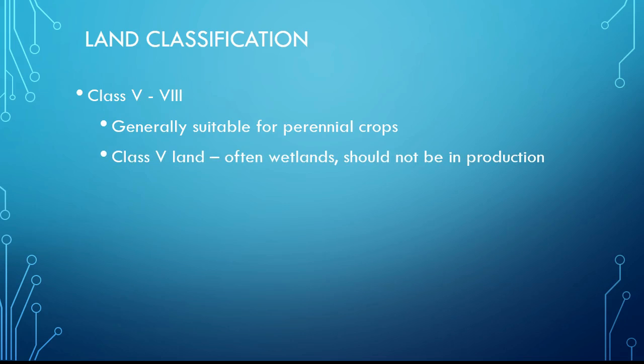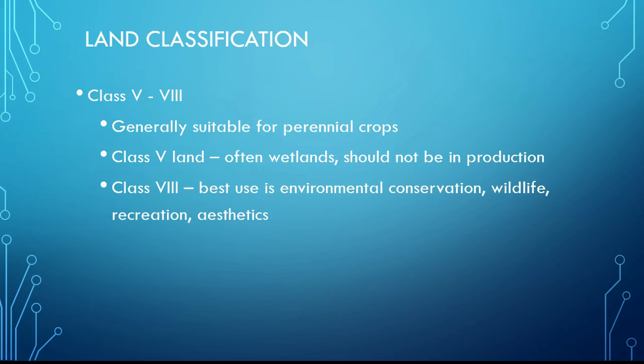Class 5 land is often wetlands, and it should not be in crop production. And Class 8 land's best use is environmental conservation, wildlife, recreation, things of that nature.